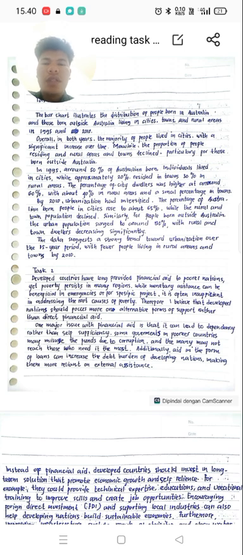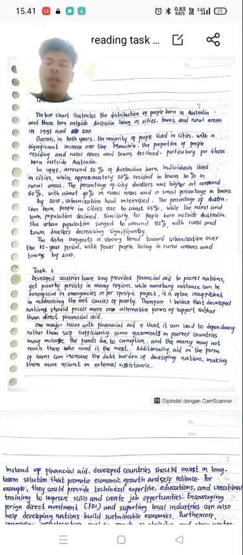Now, I read my answer, Text 1. The bar chart illustrates the distribution of people born in Australia and those born outside Australia living in cities, towns, and rural areas in 1996 and 2010. Overall, in both years, the majority of people live in the city, with a significant increase over time. Meanwhile, the proportion of people residing in rural areas and towns declined, particularly for those born outside Australia.